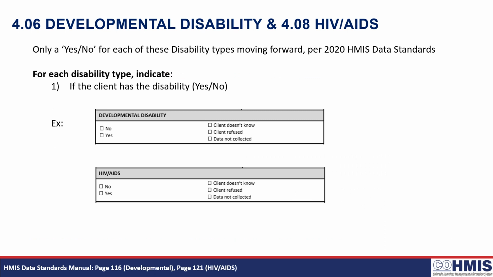Per the 2020 HMIS data standards updates, two disability types, developmental disability and HIV/AIDS, no longer require the second dependent field to indicate whether the condition is expected to be of long continued and indefinite duration and substantially impair the client's ability to live independently. Because the presence of either of those conditions in and of themselves conforms to that designation. So for developmental disability and HIV/AIDS, you no longer need to collect the second question. It's just a simple yes or no for both of these disability types.